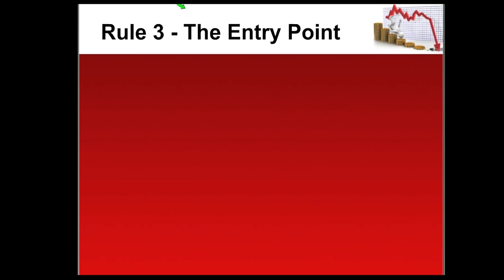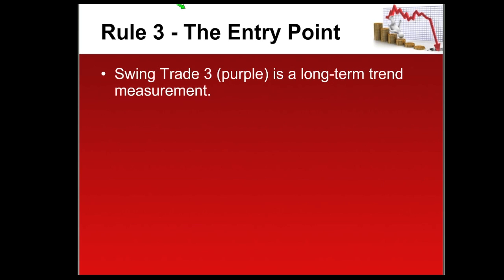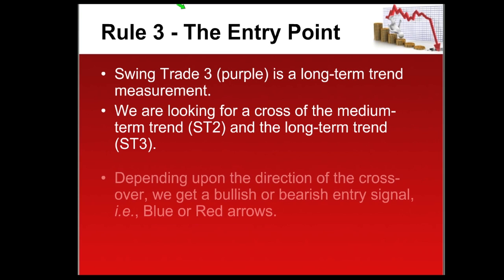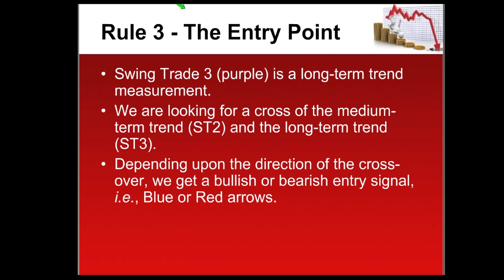So then we need to identify the entry point. Now, I said earlier that what we want to do as a trend trader is to enter the market at a relative point of safety. RMO and Swing Trade 2 are not going to give us the relative point of safety. But what we're going to do is look at Swing Trade 2 in connection with Swing Trade 3, and we're going to look for a cross. We're going to look for the medium-term trend, which is Swing Trade 2, to cross over or below Swing Trade 3. It's a moving average crossover, essentially. And when that happens, it's going to generate a red or a blue arrow. The red arrows will trigger a bearish trade, and the blue arrows will trigger a bullish trade.